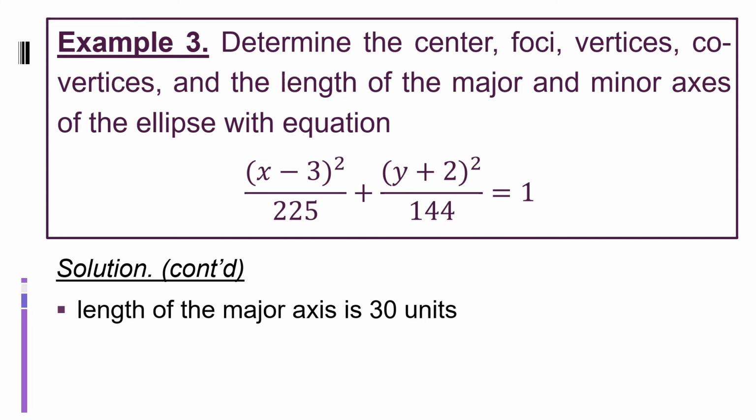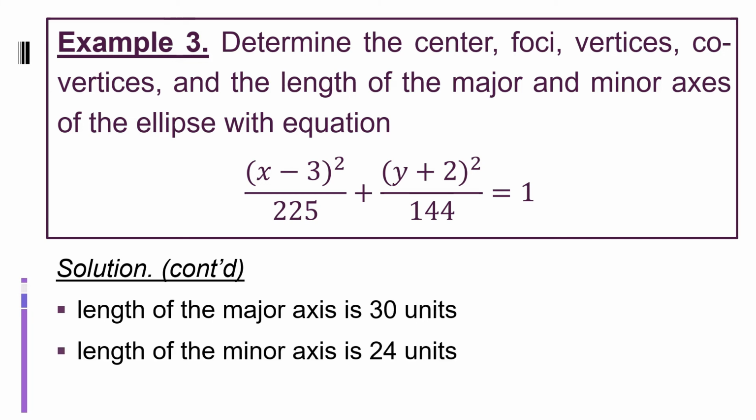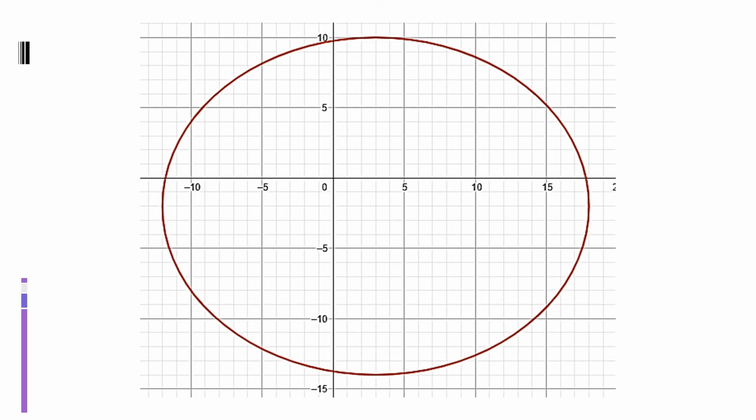The length of our major axis is 30 units, so that is 15 times 2. And the length of the minor axis is 24 units because that is 12 times 2. So, ito naman yung itsura ng ating ellipse.